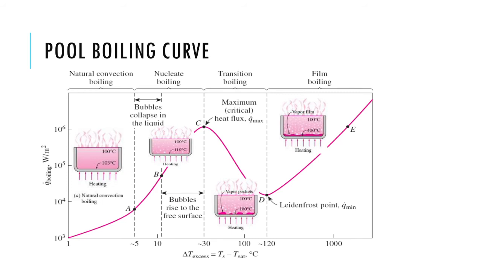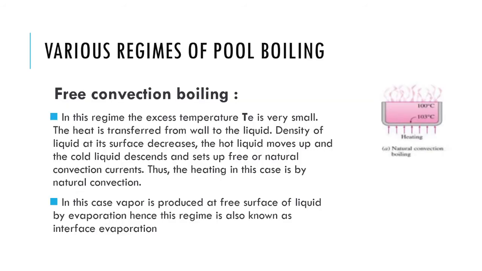Moving on from the pool boiling curve, these four stages, that is natural convection boiling, nucleate boiling, transition boiling, and film boiling, are regimes of pool boiling. We are going to look at them in a little more detail from now on. Various regimes of pool boiling.